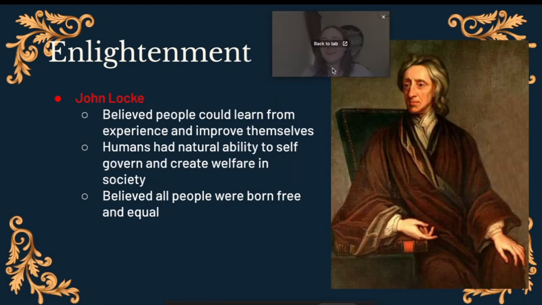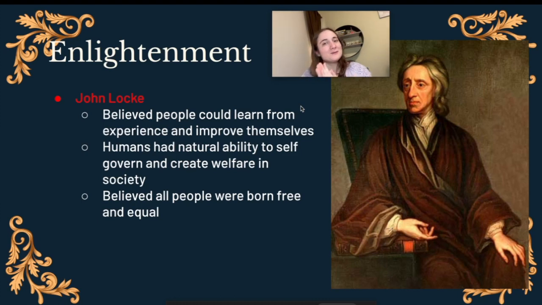The other guy is John Locke. Now, he had a little bit more of an optimistic outlook on humans. He believed people could learn from experience and improve upon themselves. He also believed that humans have a natural ability to self-govern and create welfare in society. And he also believed all people were born free and equal, which is something today we kind of take somewhat for granted in the United States, right? But during the 1600s, 1700s, 1800s, remember, slavery was very, very real. It was very much so a thing. So this was a really radical idea that he had.